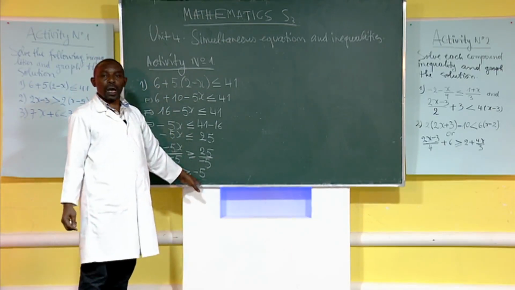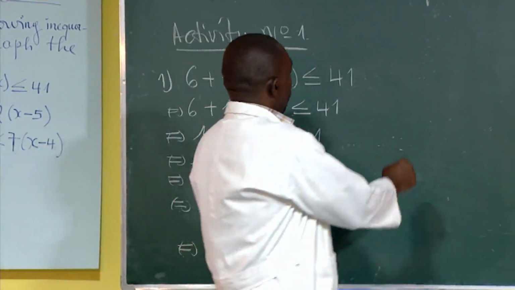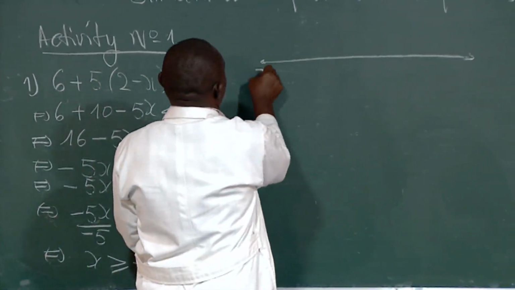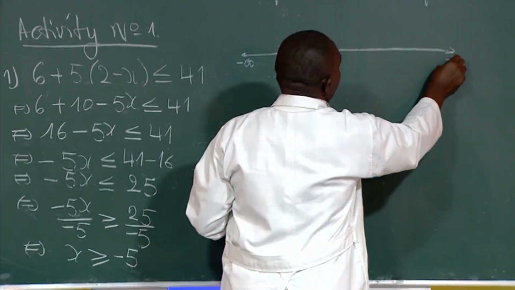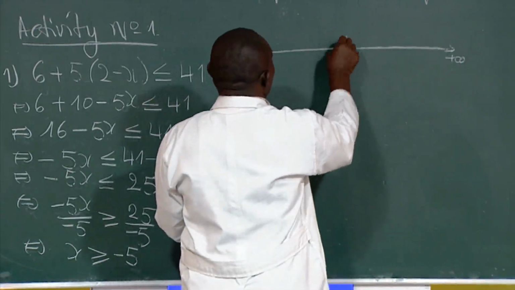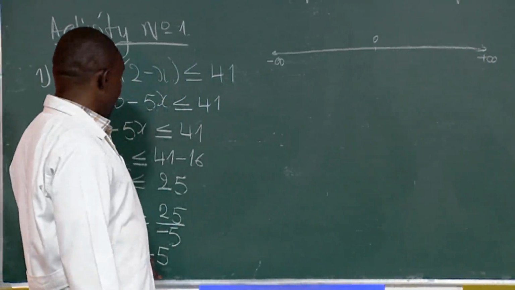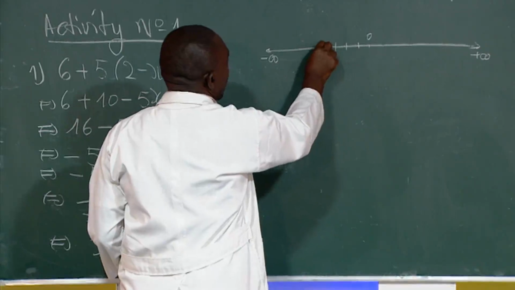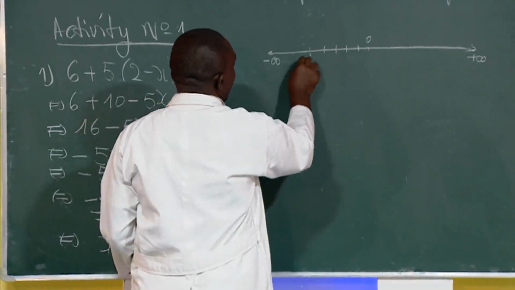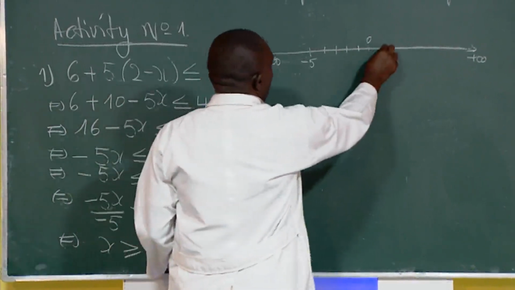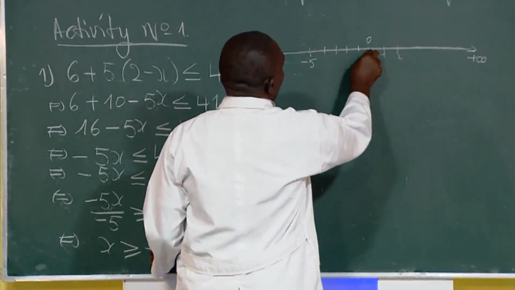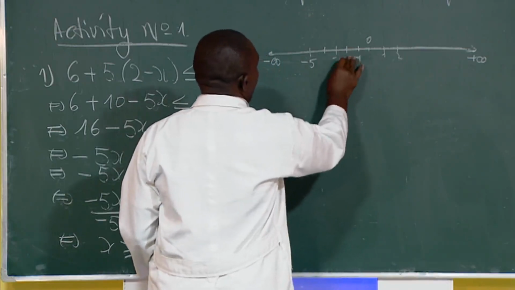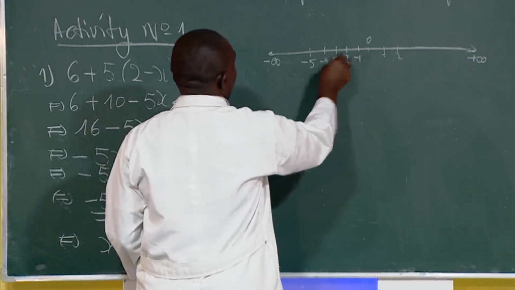Then we're going to graph our solution on a number line from negative infinity up to positive infinity. Let us put 0 at this level. Then you have minus 5. Let's put minus 1, minus 2, minus 3, minus 4, minus 5. 1, 2, and so on.